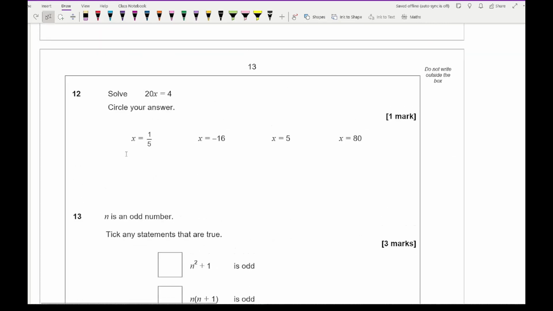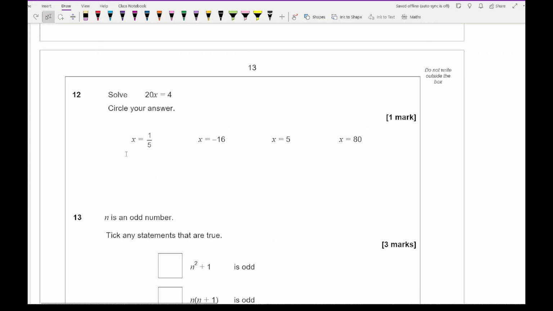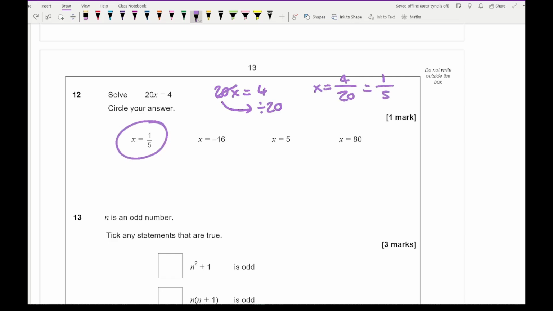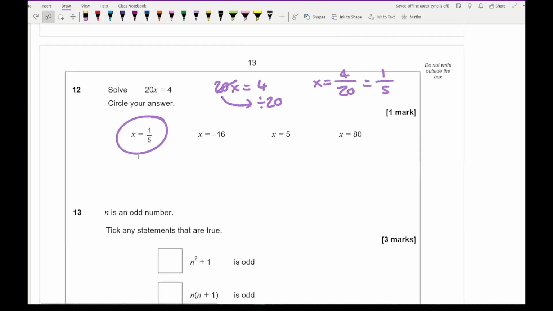Moving on to question 12, it says solve 20x equals 4, circle your answer. Well, looking at 20x, we want to get x by itself, so we need to get rid of the 20. So we're doing 4 divided by 20, so x equals 4 over 20. You can either type it into your calculator or simplify it, but we get 1/5, which is the first option.